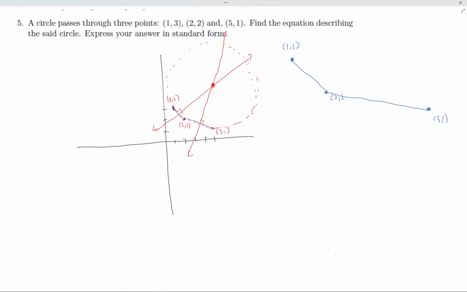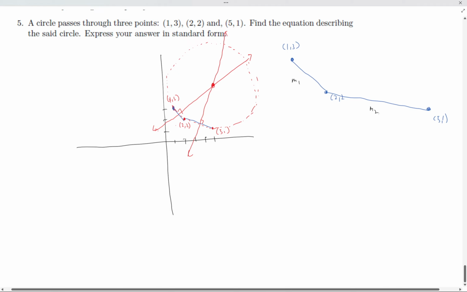So the problem really now boils down to finding just two perpendicular bisectors, finding their equations, and finding their intersection, so that we can find the center of this circle. In this case, we need to figure out the slopes. Let's call them slope 1 and slope 2. We need to find those slopes. In doing so, we can then construct later on the perpendicular bisectors. Okay, let's solve for slope 1.